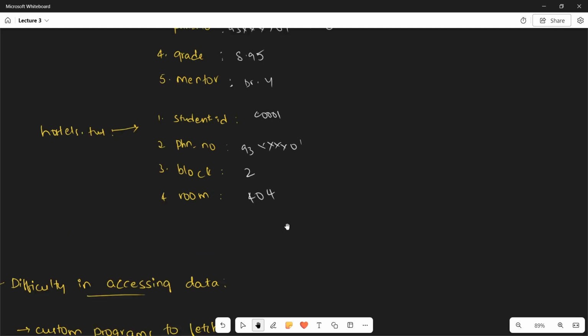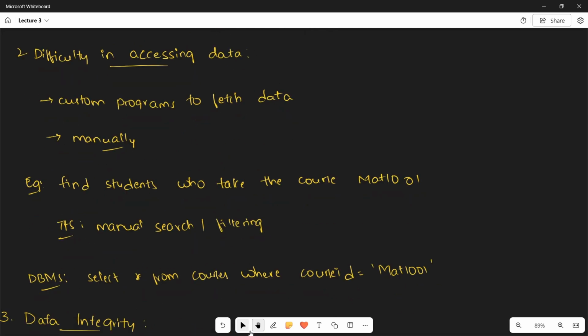Now let's get into the next limitation, that is difficulty in accessing the data. Accessing data in a file-based system can be challenging. We often need to write custom programs to fetch specific data, or we need to do it manually. Let's say, for example, I want to find the students who take the course Math 1001. Now what do I need to do? If it is an Excel sheet, I can use filtering. If it is a text file, I have to do it manually, right? I have to do Control F and search for every student who is taking the course Math 1001.